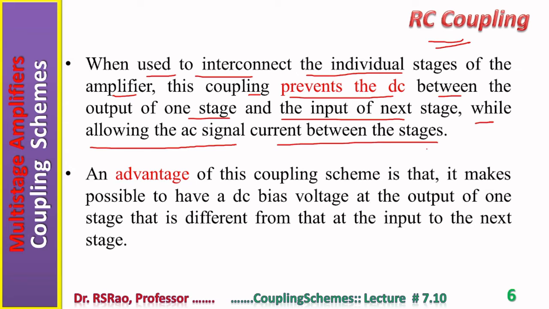Only DC is prevented. An advantage of this coupling scheme is it makes possible to have a DC bias voltage at the output of one stage that is different from that at the input to the next stage. So one can have different bias voltages for different stages in a multi-stage amplifier when one goes to the RC coupling scheme. This RC coupling scheme gives that facility.